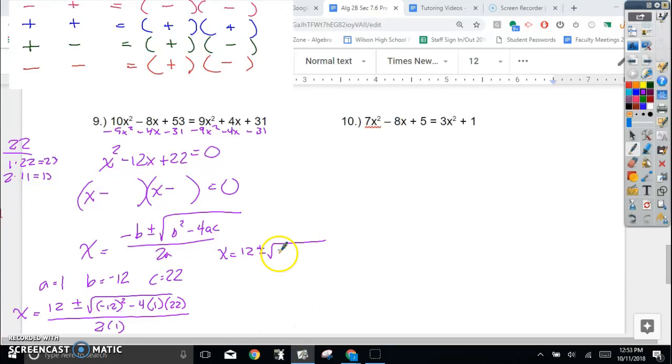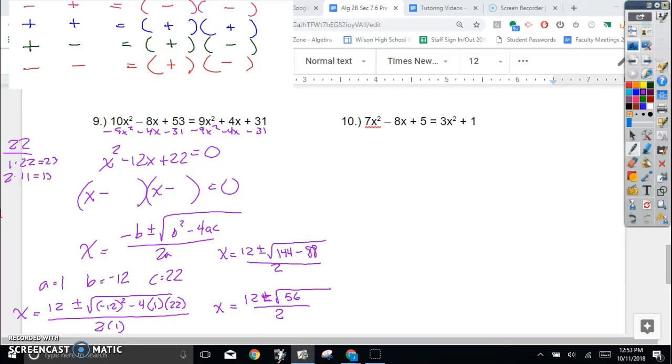Now let's do the square root. That's 144, because negative 12 times negative 12 is positive 144. And I'm going to do 4 times 1, which is 4, times 22 is 88, all over 2. All right, we got to do the subtraction underneath the radical. 144 minus 88, which would be, let's see here, 56 over 2. Right, square root of 56.